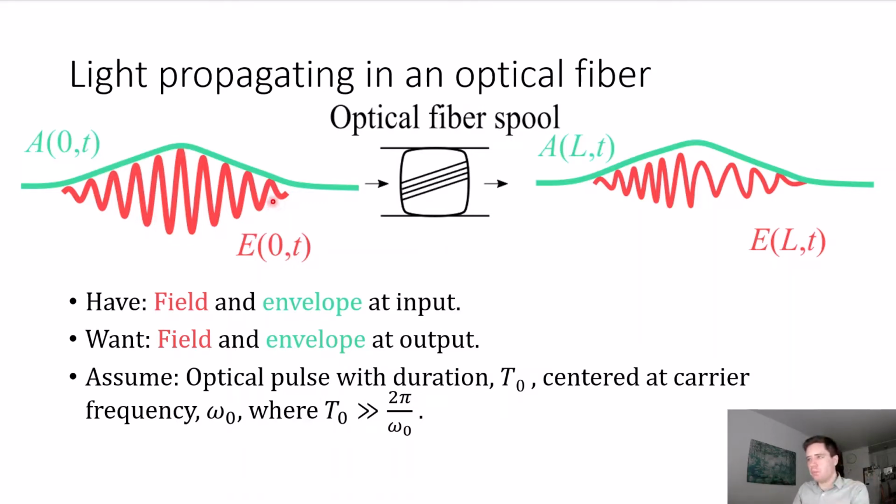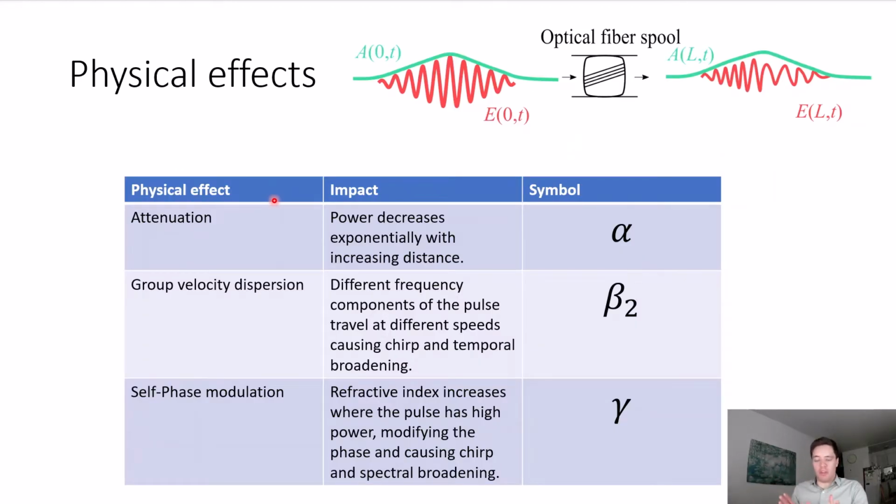inside of the pulse here. What are some of the physical effects you might want to consider inside an optical fiber? Well, we have attenuation, group velocity dispersion, and self-phase modulation as some pretty significant ones. There are of course also other effects, but let's just focus on these three for simplicity. So attenuation is fairly simple to understand. It just causes the power of the pulse to exponentially decrease as we propagate forward.